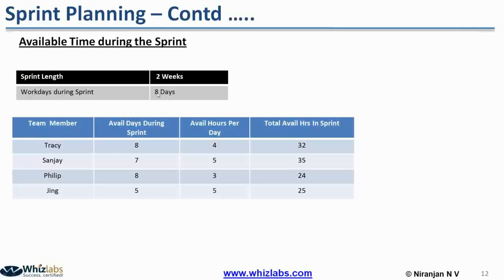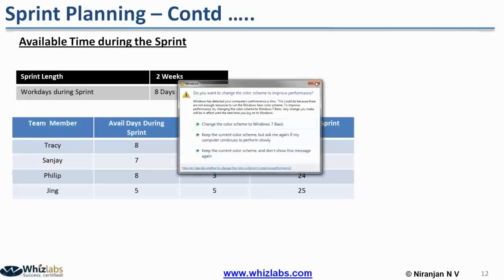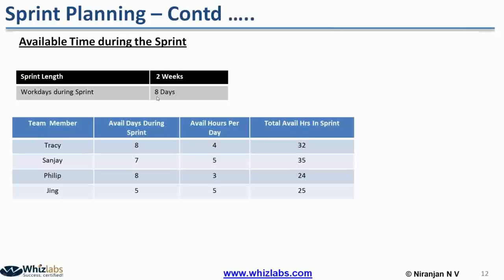But if you take the actual capacity of the team, assuming 6 hours per day and 8 days, 6 hours per day into 8 is 48 hours, multiplied by 4 people.